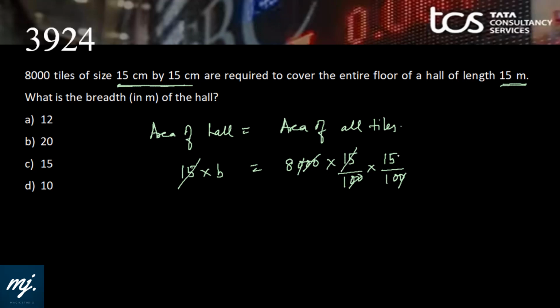15 gone with 15, 5, 3, 5, 2 and 4. So B is 4 into 3, that is 12 meter. Breadth of the hall is 12 meter, that is in option A.